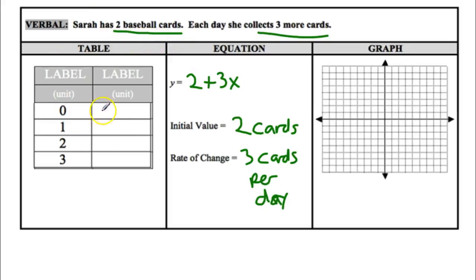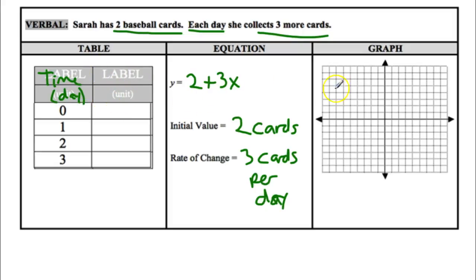Over here is a table. All right, so I can fill these out. Well, let's see, can I label them? So the X, that is the horizontal axis, and that's going to be time. So as time goes on, Sarah gets more cards. What is the unit for that? Well, it says she collects 3 more cards, and that's going to be every day, right? Each day right there. So the time is going, or the unit will be day.